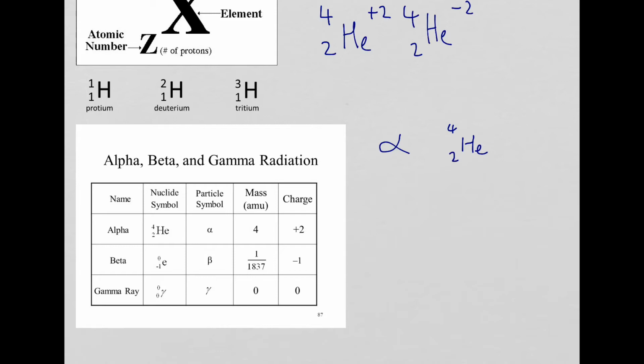Now, it's the nucleus of a helium atom. It's not the helium atom itself. It's not giving off helium. If it was giving off helium, no one would get killed from alpha radiation, and we'd all just get squeaky voices, I guess. So, how do we represent the nucleus of a helium atom?